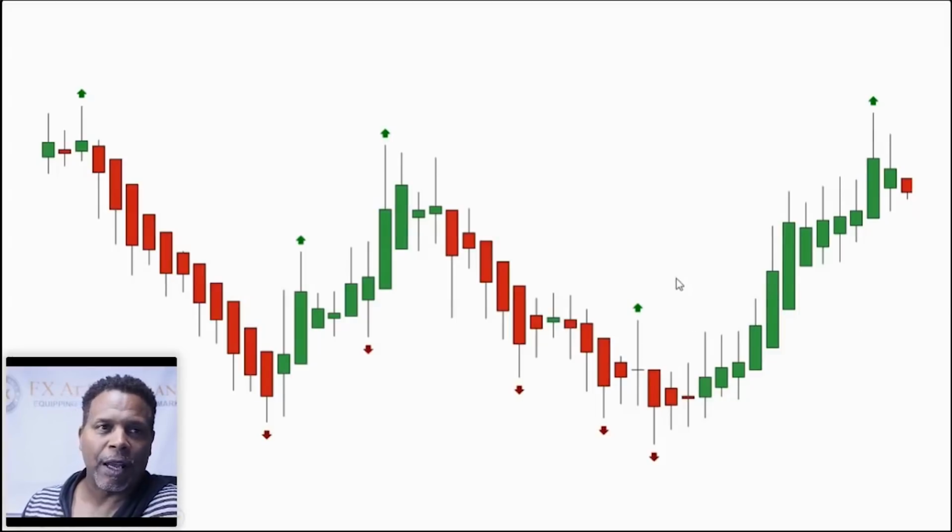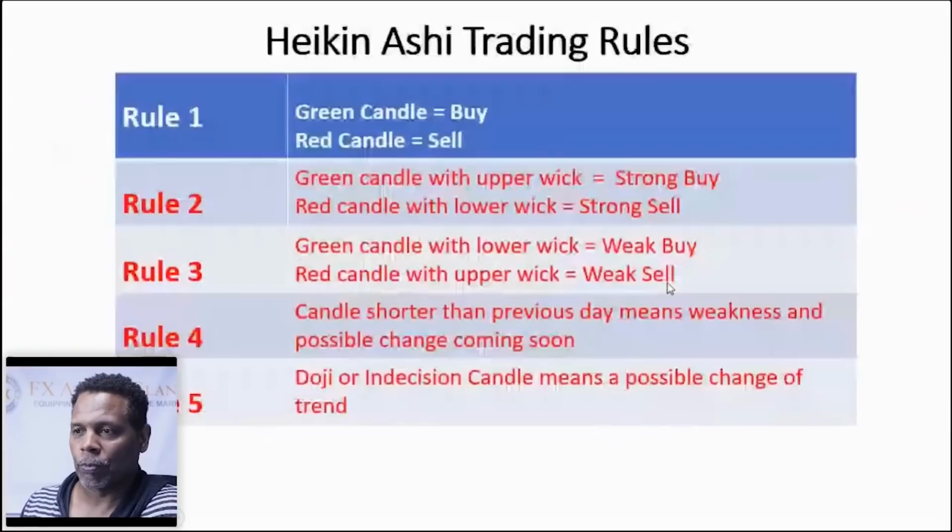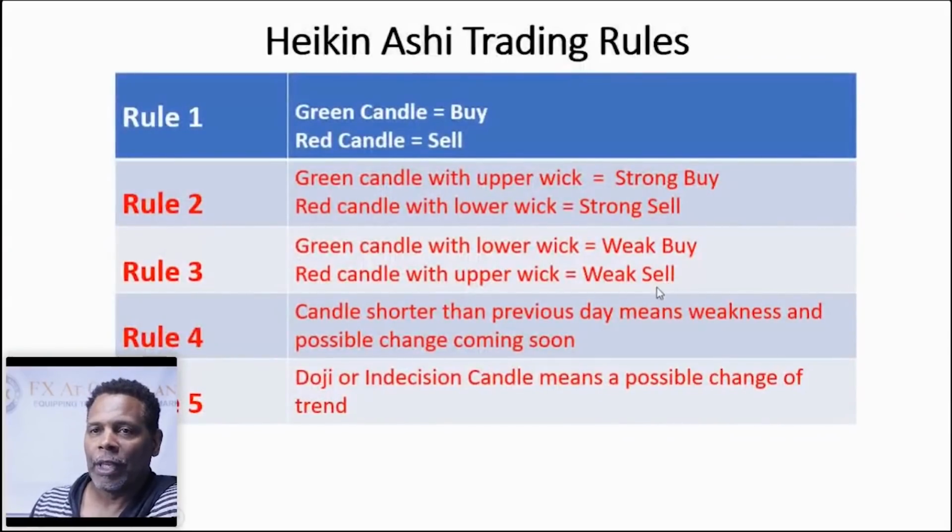So let's look at the trading rules. Rule 1, green candle is a buy, red candle is a sell, period. But you don't just jump in because you get a green or red candle. There's strengths of these candles. So the next rule is the green candle with the upper wick equals a strong buy. A red candle with a lower wick equals a strong sell.